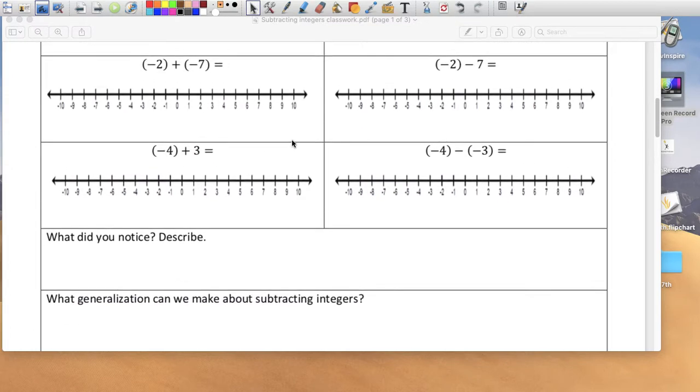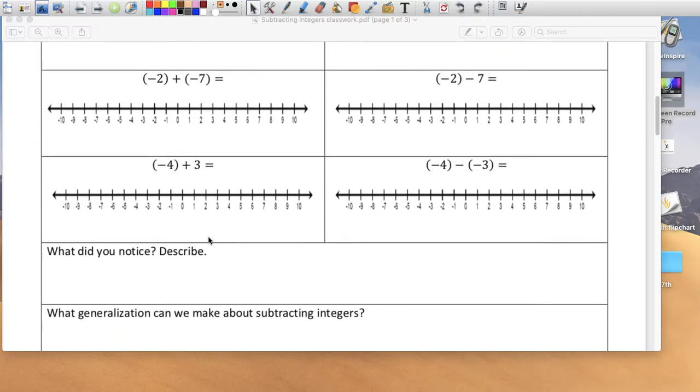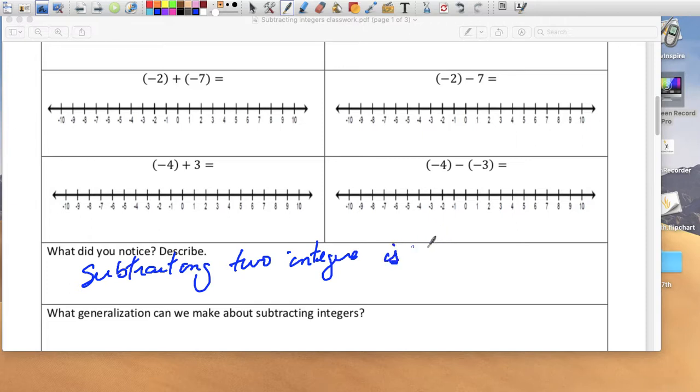So what did you notice? I want you to tell me what you notice. You can notice that adding, or you can write subtracting two integers, is the same. Ugh, horrible handwriting. Let me write that again.